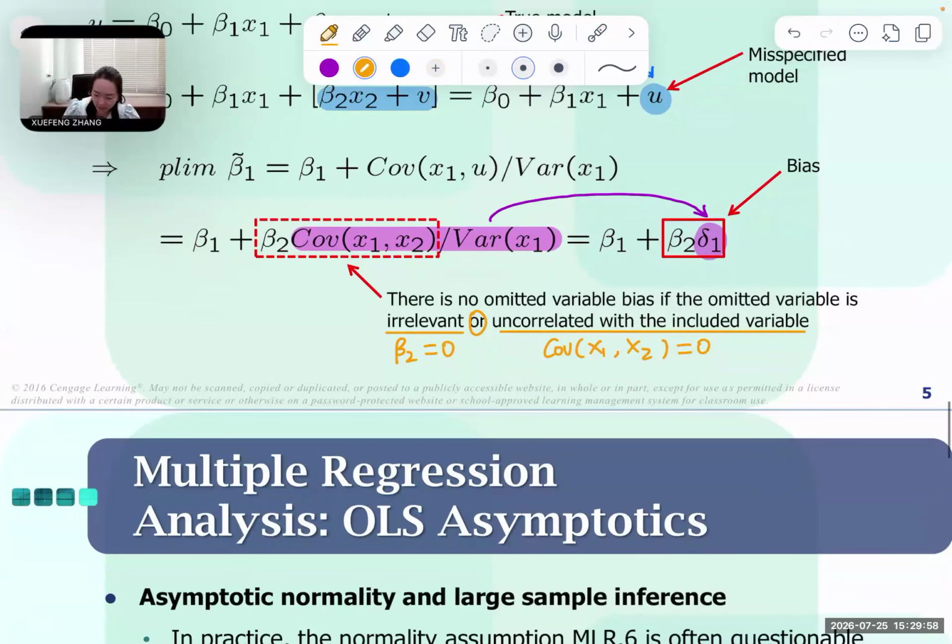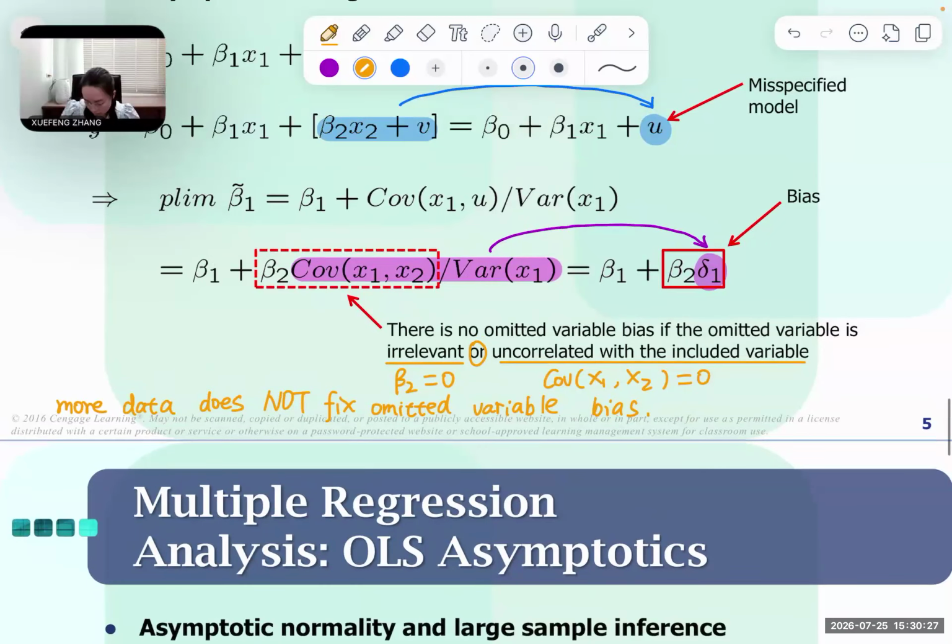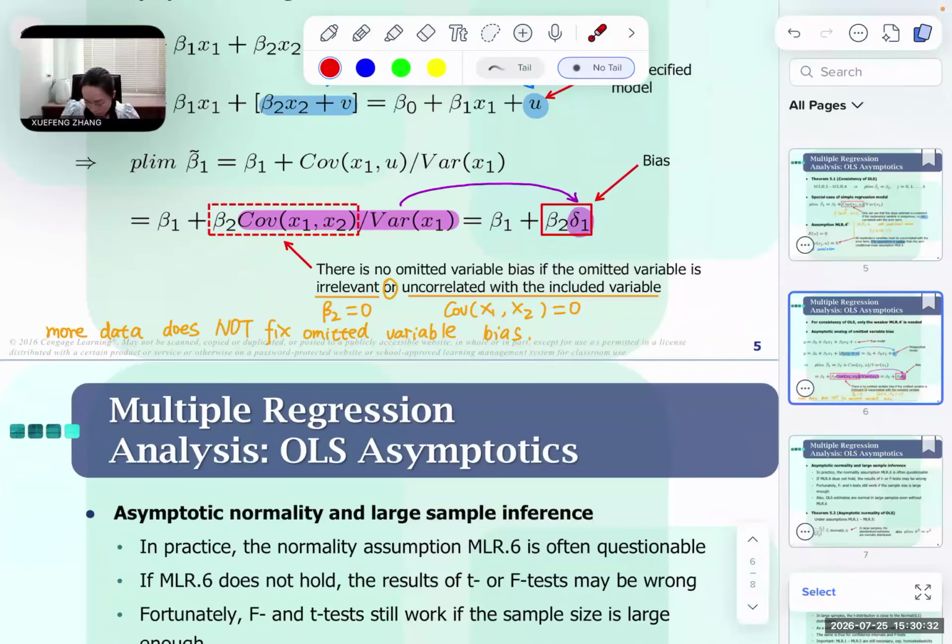Let me write it down. Okay, keep it in mind. More data does not fix omitted variable bias. And I want you to look at this bias term. Okay, let me add one page.